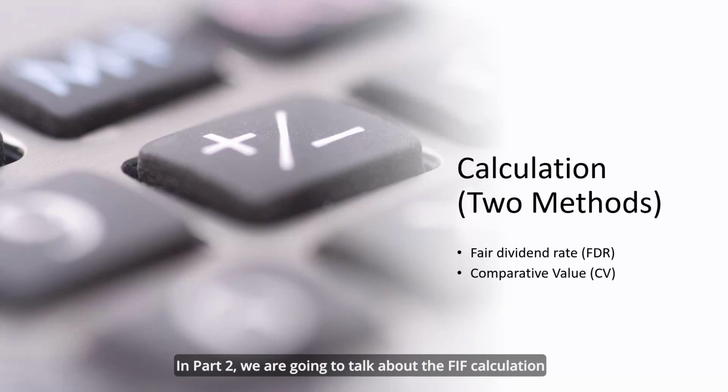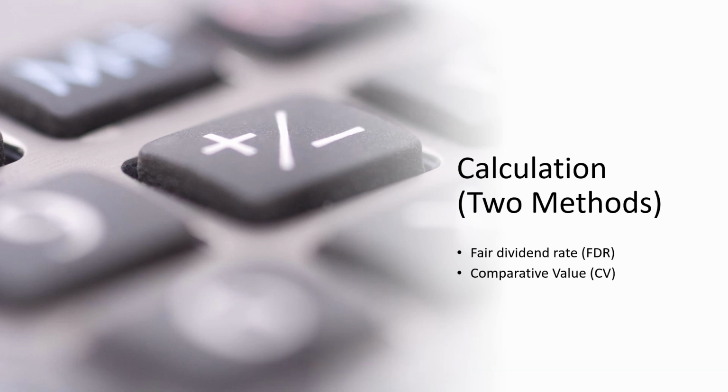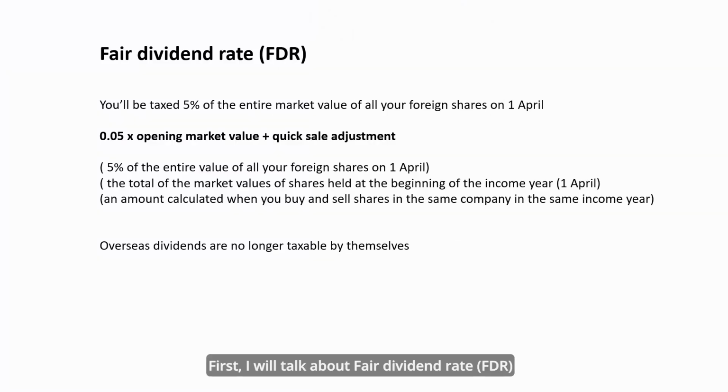In part 2, we can talk about the calculation for FIF. There are two most common methods that we use. The first one is fair dividend rate, FDR, and the second one is comparative value, CV. First, I will talk about the fair dividend rate, FDR.